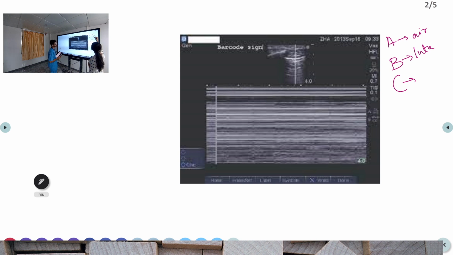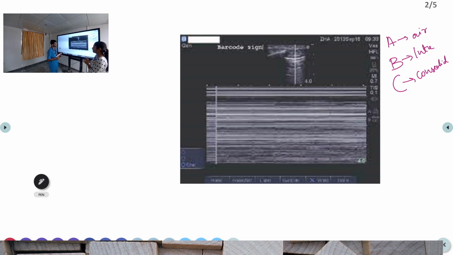A for air, B for interstitial pattern, C for consolidation. So, what are the stages of pneumonia? Four stages. One is the stage of congestion, then red hepatization, gray hepatization, and resolution. What do you mean by hepatization? Like liver, it will look like liver.